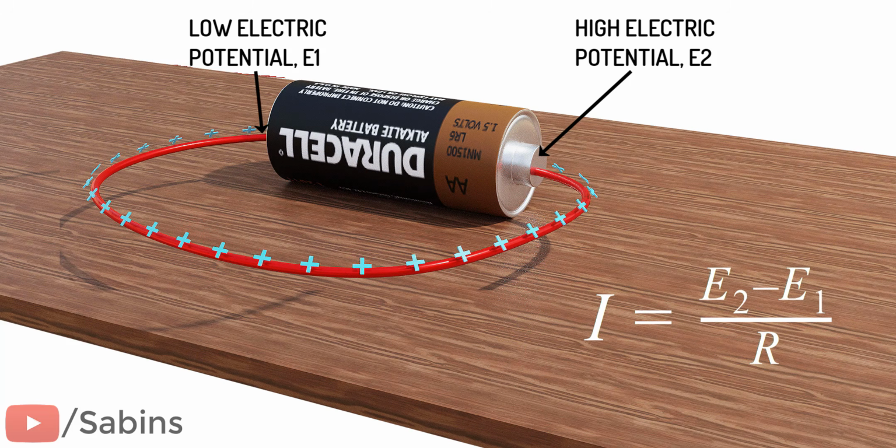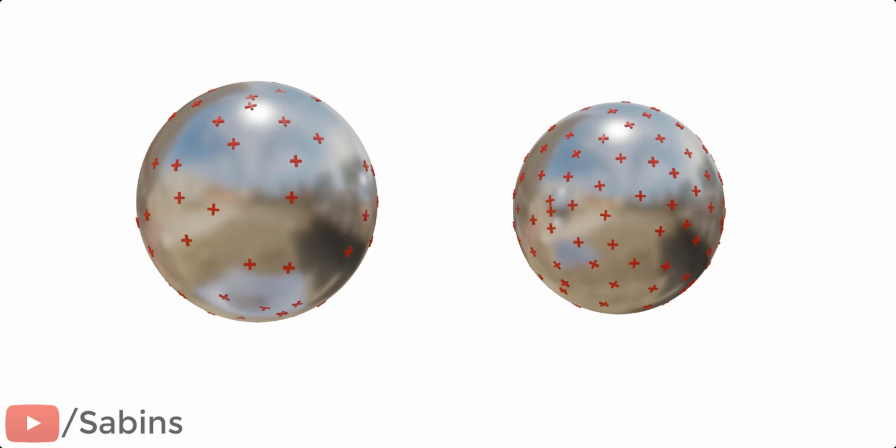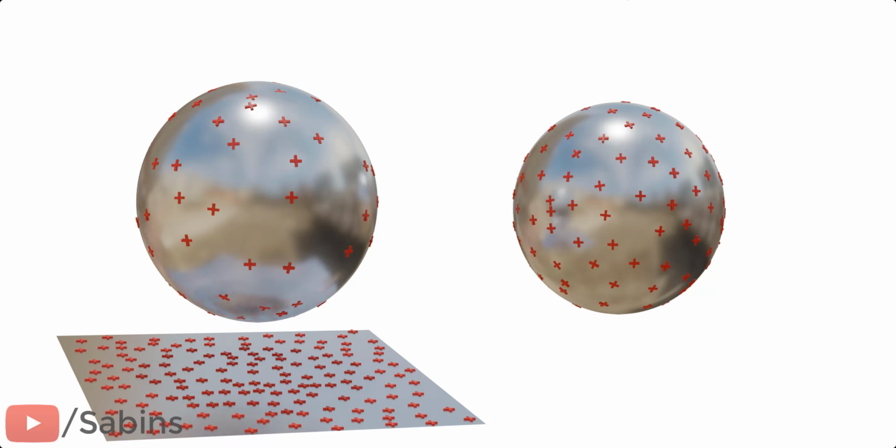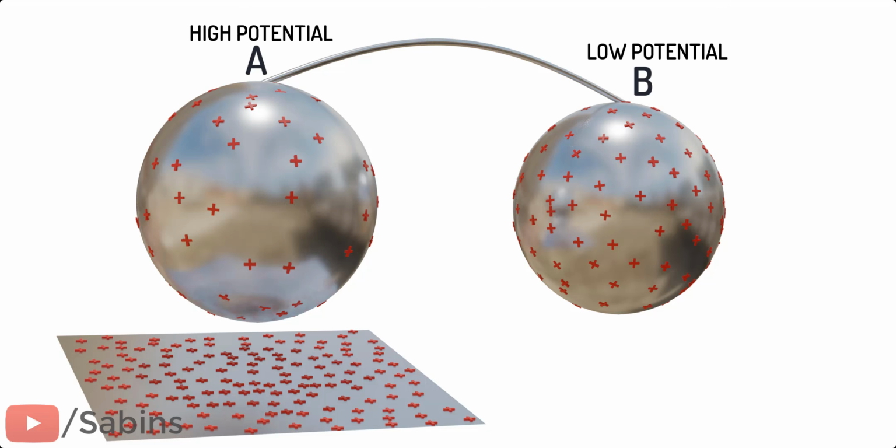To clarify even more, let's consider one more example. Consider these two spheres. One is highly positively charged and the other is moderately positively charged. Below the moderately charged sphere, let's keep a highly charged plate. The question is, if we connect these two spheres using a conductor, in which direction will the current flow? To solve this question, we have to find out the electric potential of points A and B. Even though sphere A is moderately charged, due to the presence of the charged plate, point A will be at higher potential than point B.